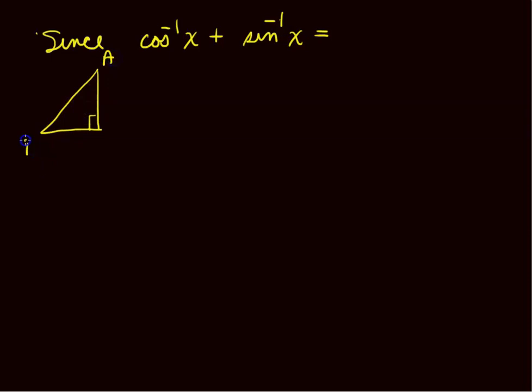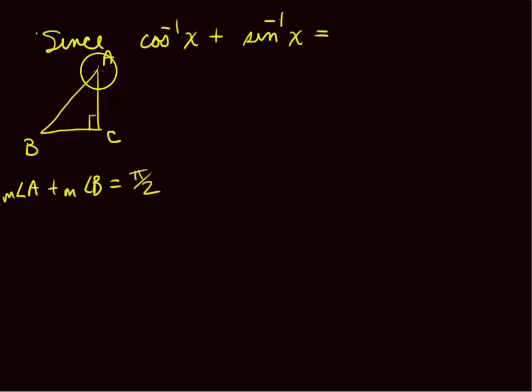We'll call this A, and this B, and this C. And this is because of cofunctions, right? We know that when we take angle A, the measure, and add the measure of angle B, we get 90 degrees, or pi over 2. Remember, these inverse trig functions are really just angles.